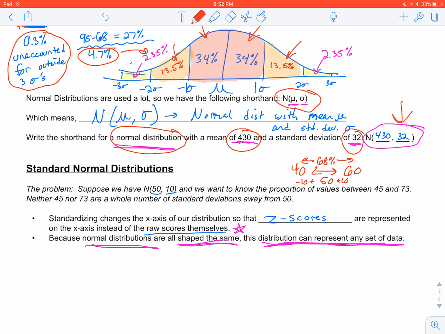The problem is, in this case, we want to know the proportion of values between 45 and 73. Neither one of those numbers are a whole number of standard deviations away from 50. So this is what we're going to do. We're going to take these raw scores and change them into z-scores or standardized scores. So instead of seeing the raw scores underneath, you're going to see these standardized z-scores. Because normal distributions are all shaped the same, this distribution can represent any set of data. And this is part of the standardization of normal distributions. They can be used for any set of data that's normally distributed.